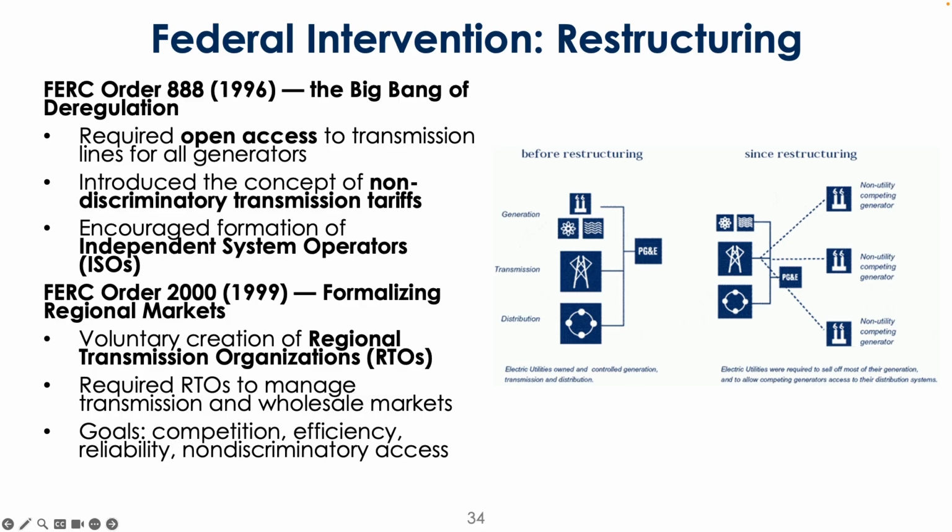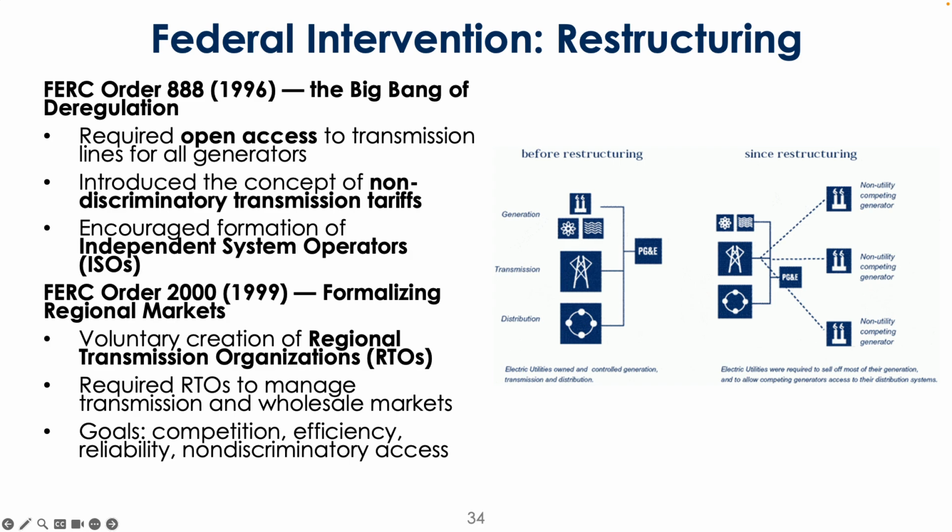Yeah, and then formalizing regional markets. So this is the voluntary creation of regional transmission organizations, RTOs, to manage transmission and wholesale markets. And the whole goal of deregulation and restructuring is forcing utilities to sell off their generation assets and all that. So this is to try and introduce competition, efficiency, and reliability into your market, right?